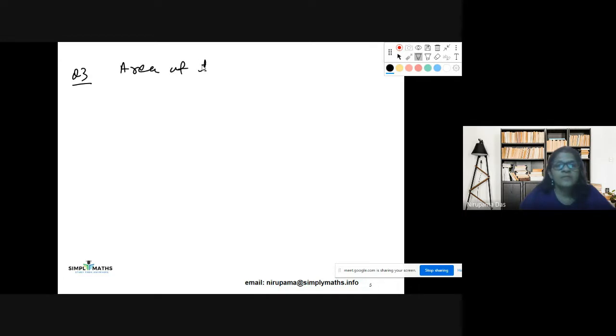Area of the triangle with vertices (k, 0), (4, 0), (0, 2).